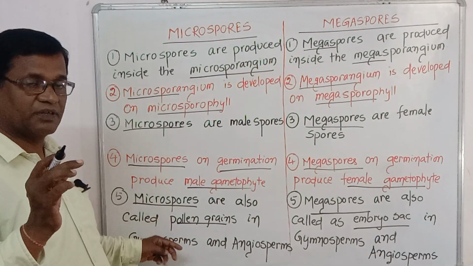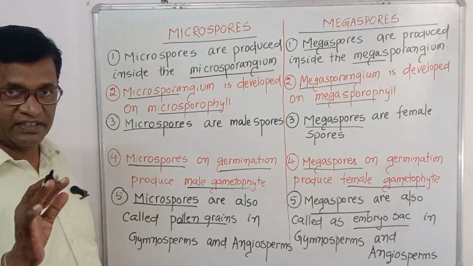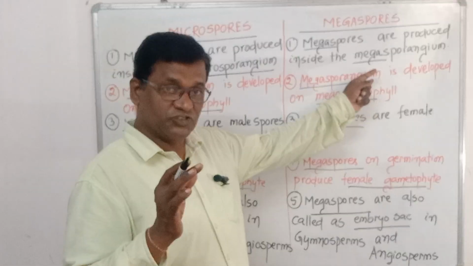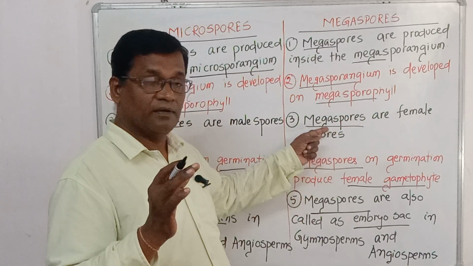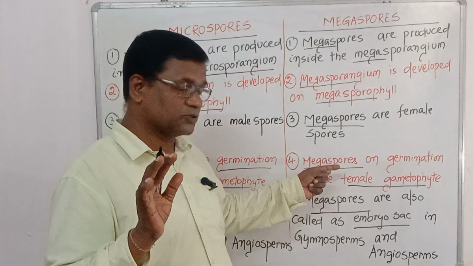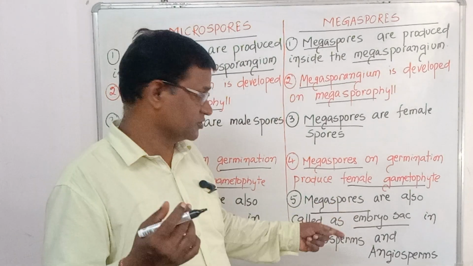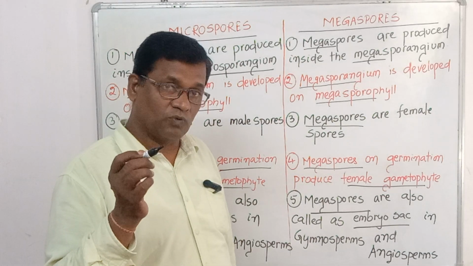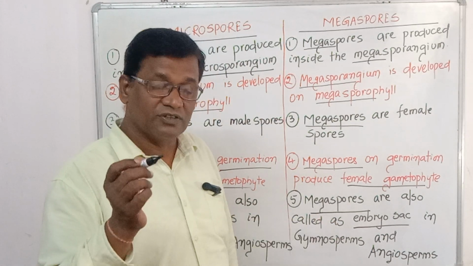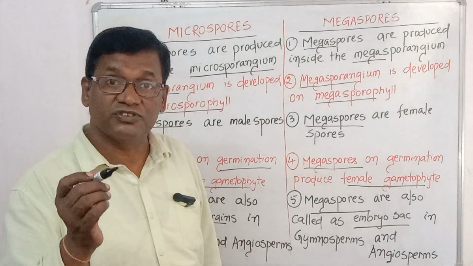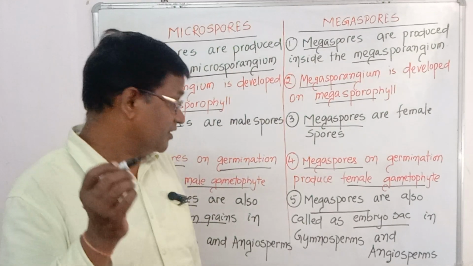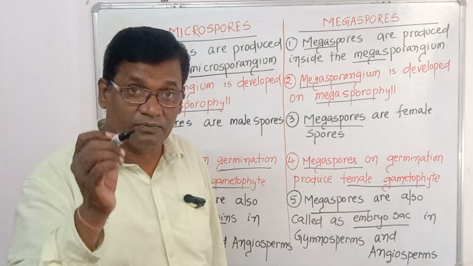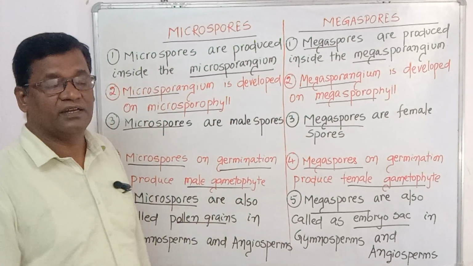Microspores are also called pollen grains in the angiosperms and gymnosperms. When you read about the megaspore, the megasporangium develops from the megasporophyll. Megaspore is female, and megaspores are also called the female gametophyte, which you call the embryo sac. Can you tell me why it is called the embryo sac? Because the embryo sac contains the egg cell. Once again I am telling you, micro means male and mega means female. All of you clear?